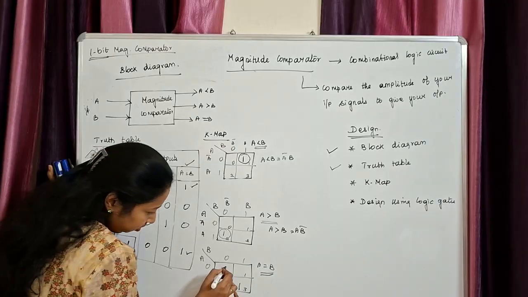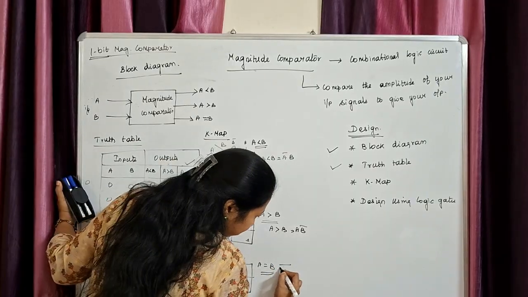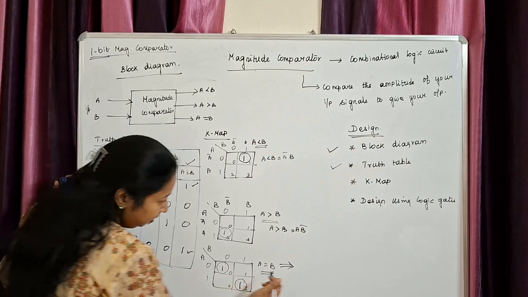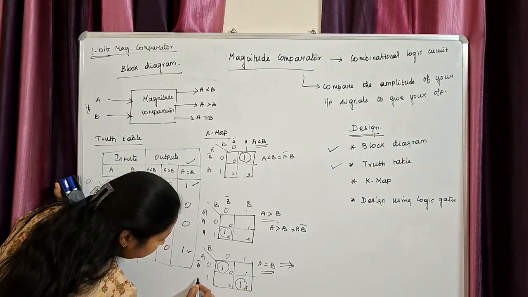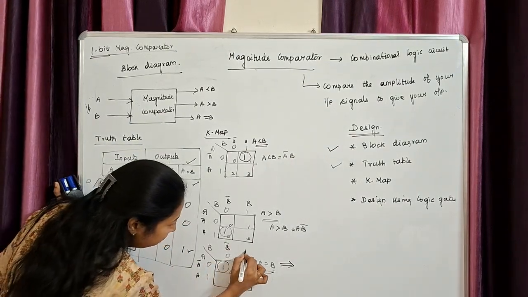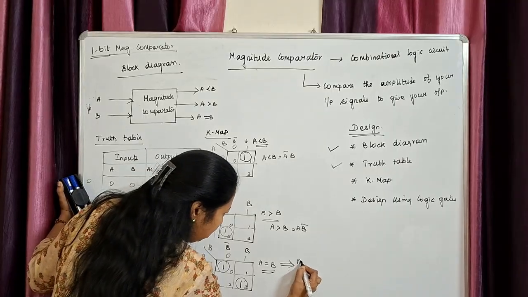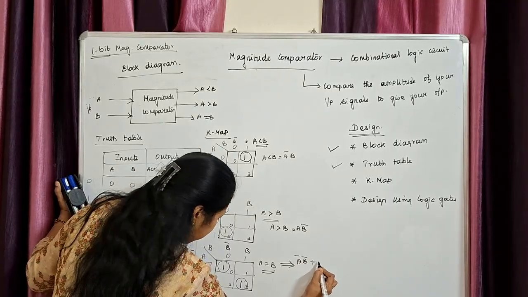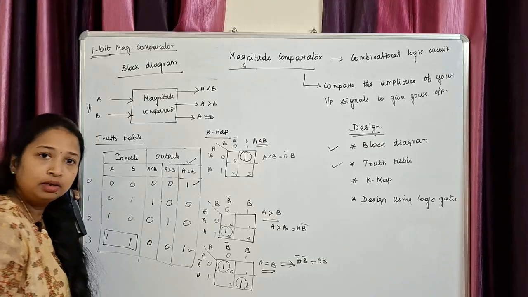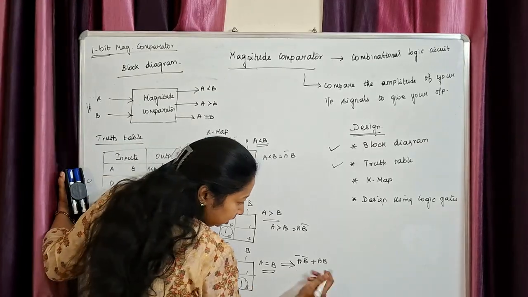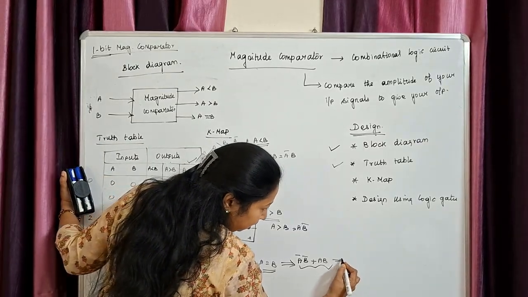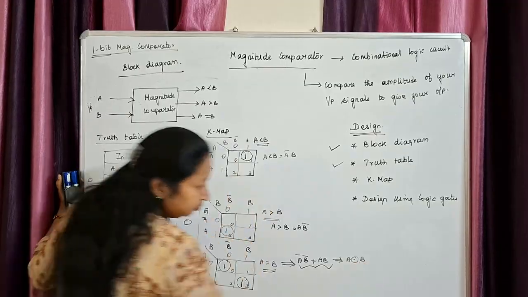Now, do the mapping. What is A equal to B? This is A bar, this is A, and this is B bar, and this is B. So, my equation will be A bar B bar plus AB. Clear? What gate is this? This is nothing but my XNOR gate.